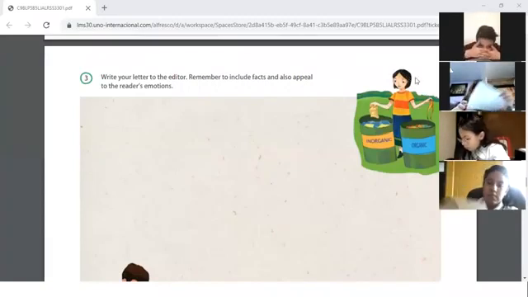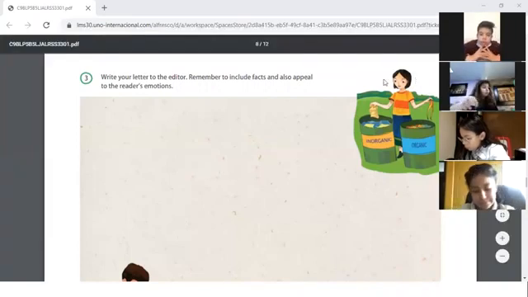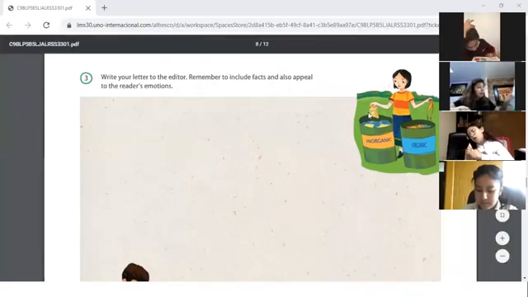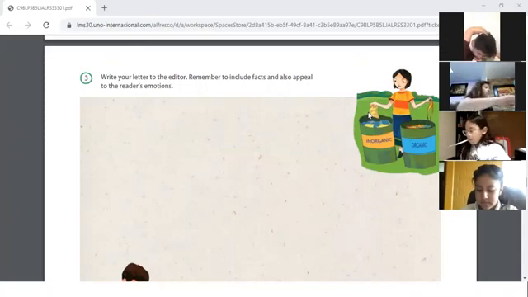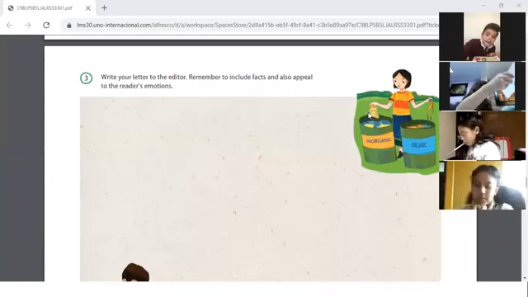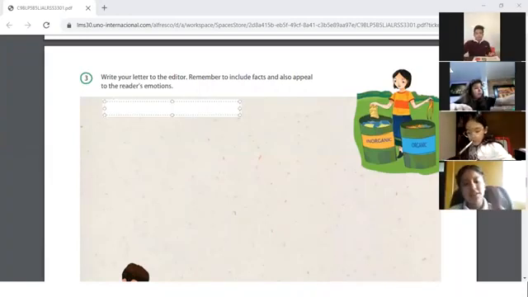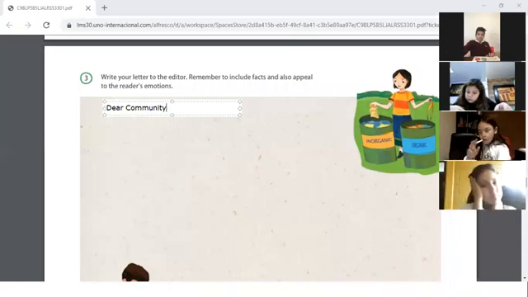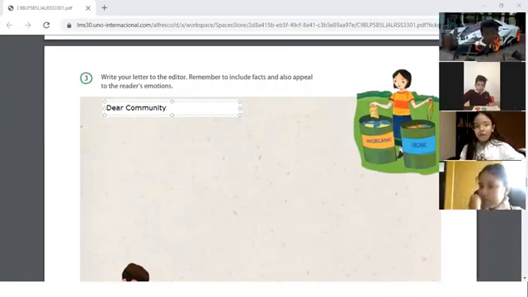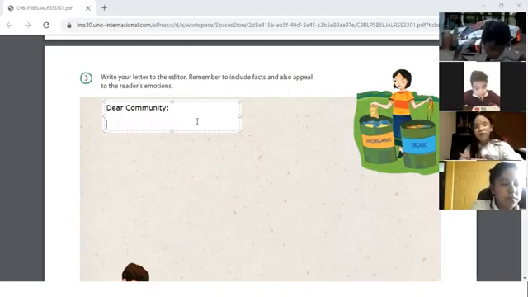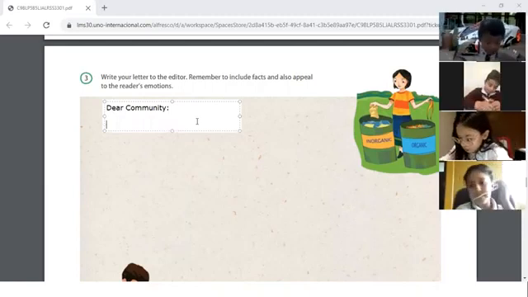Okay, now we have to write the letter from the editor. Don't forget that we have to include all the elements in the graphic organizer that we did before. So how can we start this letter? According to Marta Sanchez, how can we start the letter? Dear what? Dear president, dear community farm. Dear community, because you are not talking specifically with the community farm. Dear community, colon. First of all, we have to express our feelings or position.